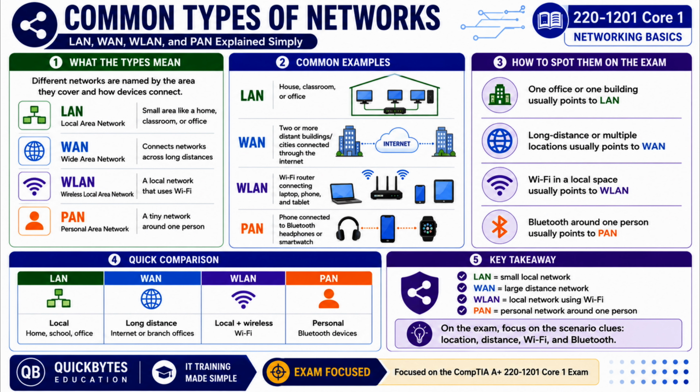Now let's name the common types. A LAN, or local area network, covers a limited area, like a home, classroom, or office. A WAN, or wide area network, connects networks across larger distances. The internet is the easiest example. A WLAN, or wireless local area network, is a local network that uses Wi-Fi. A PAN, or personal area network, is a very small network around one person, like Bluetooth headphones connected to a phone.